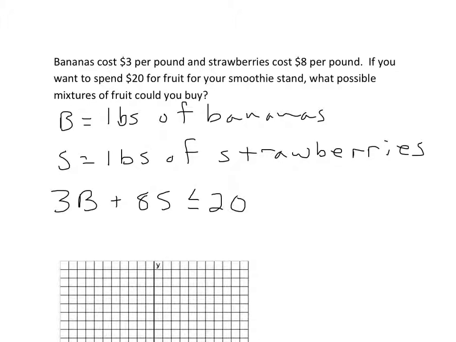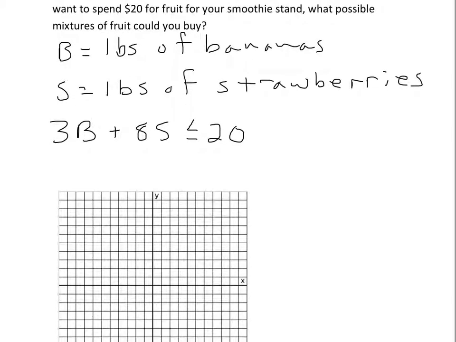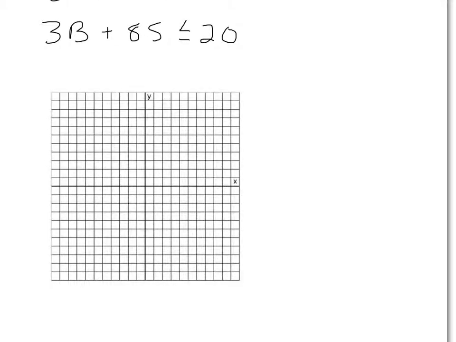So I'm going to graph that, and then this graph is going to show me how much I could spend on each one. For graphing this equation, I think putting it in slope-intercept form is going to be kind of awkward. There's a lot of fractions. So I'm going to graph it with x and y intercepts instead. I'm going to call the x-axis the banana axis. And I'm going to call the y-axis the strawberry axis.